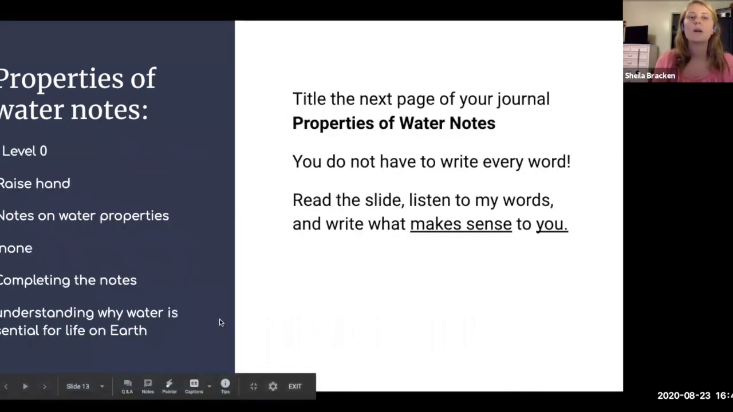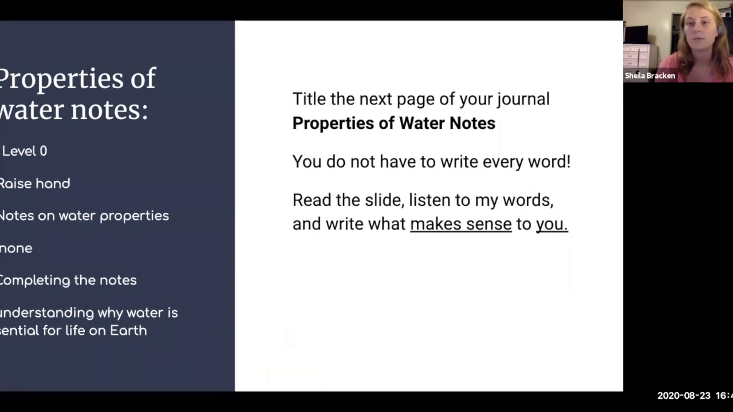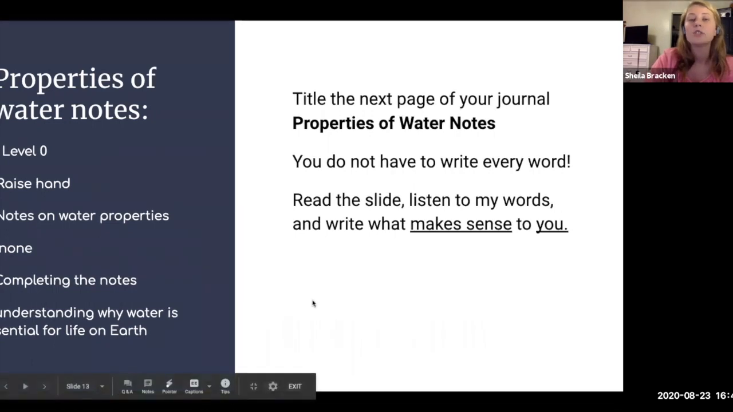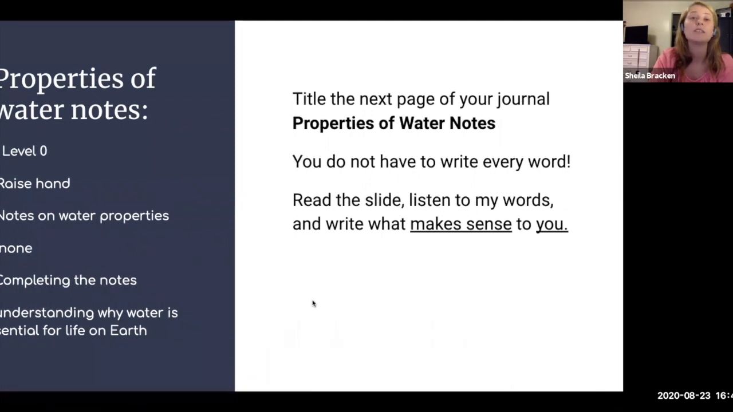So once you have completed that, we're going to take some notes on properties of water. Again, you can handwrite these, or you can have a Word document open, whatever you're comfortable with. I want you to know that you do not have to write every word, especially if you're typing. This is not going to be super beneficial. I want you to read the slide, listen to my words, and then write what makes sense to you, because these are your notes. This is something you're going to have to reference to study.